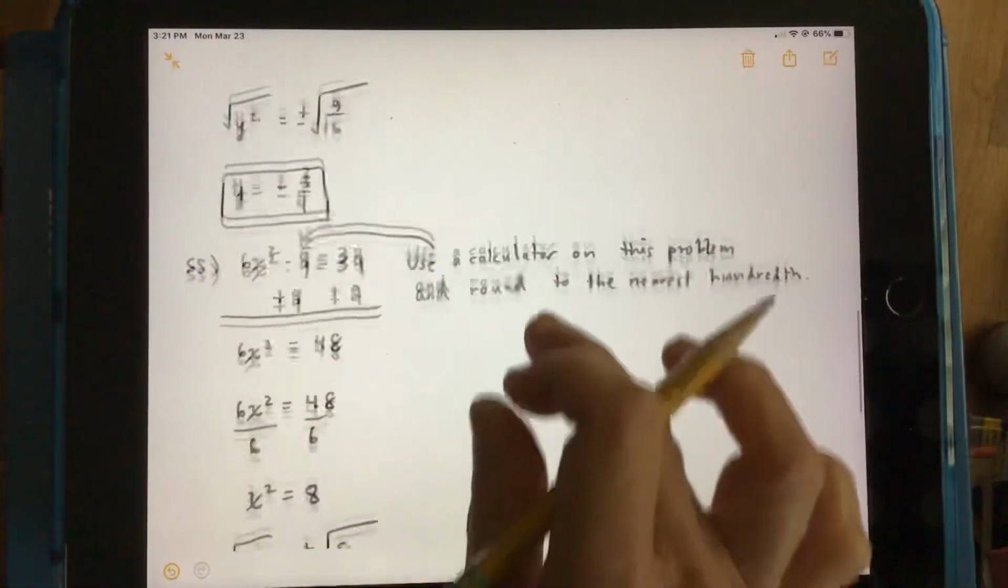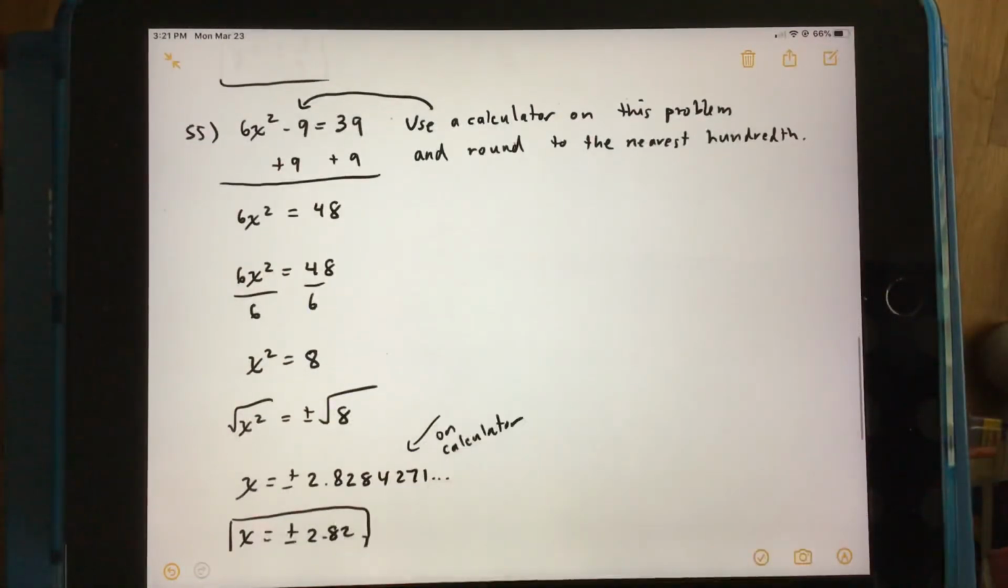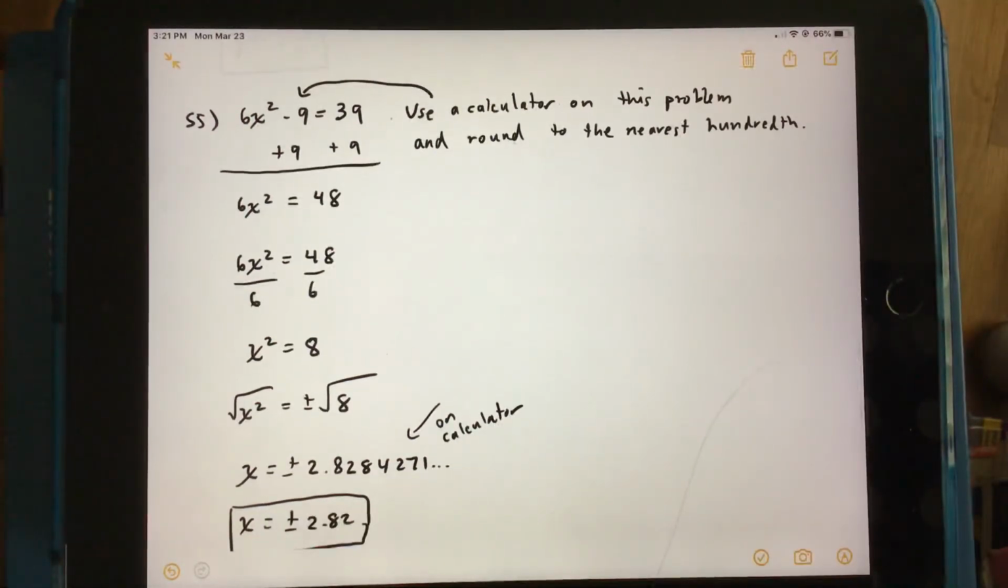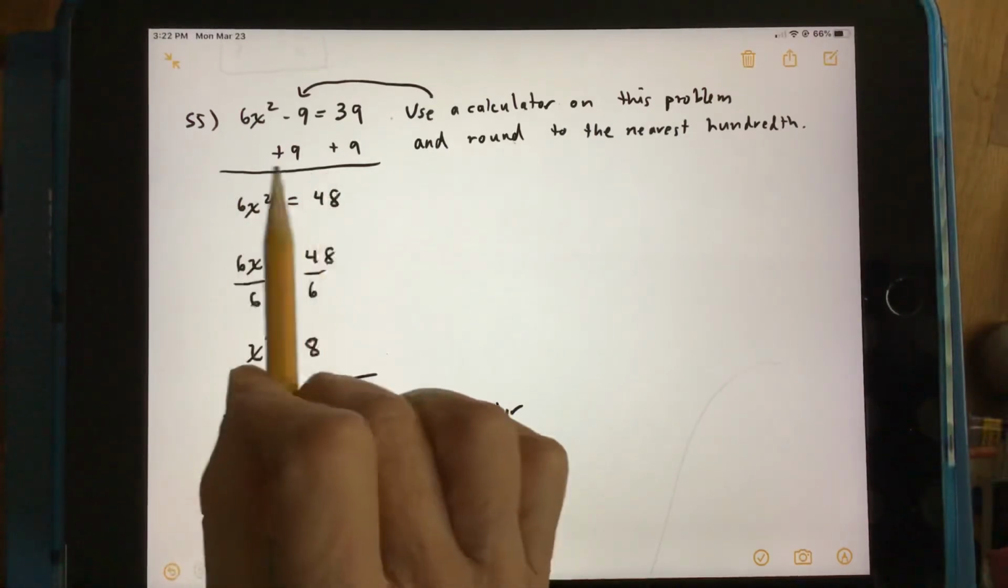Our last sample problem, we'll need to use a calculator. At the end of the problem is when we'll use it, of course. We'll round our answer that we get on our calculator to the nearest hundredth. That is a typical place to round when you are solving a quadratic equation, and the number is not just a whole number. So our first step is to add 9 to both sides.